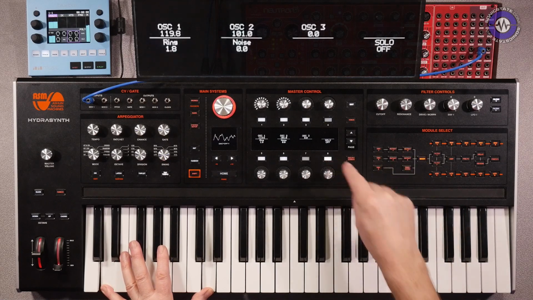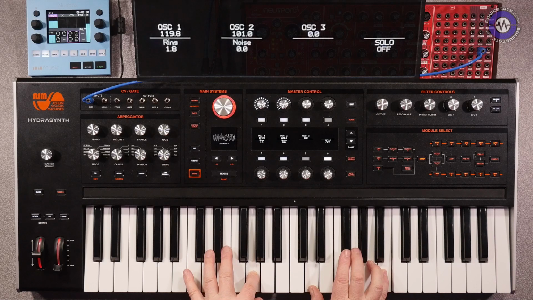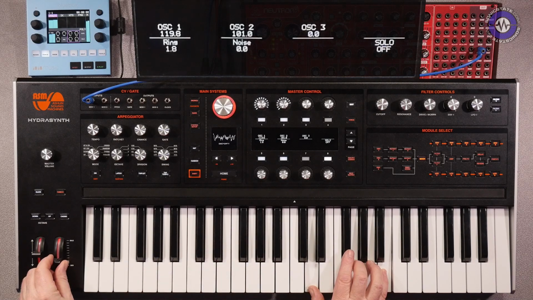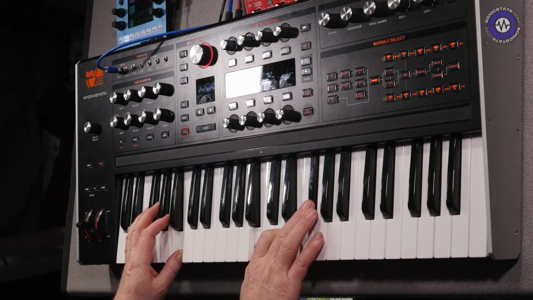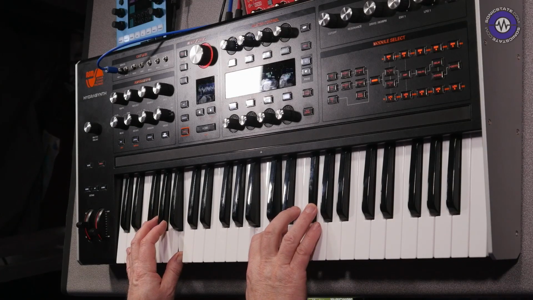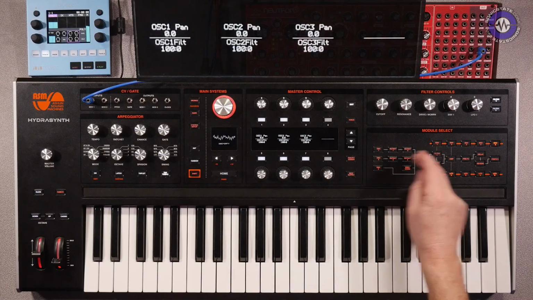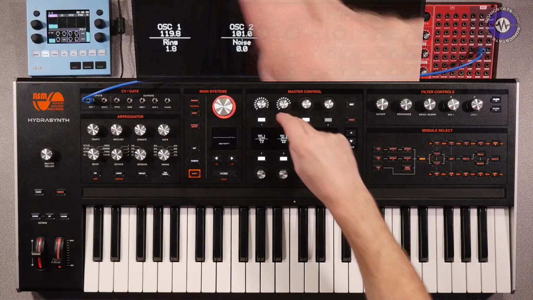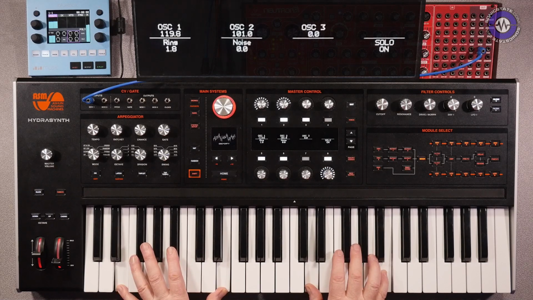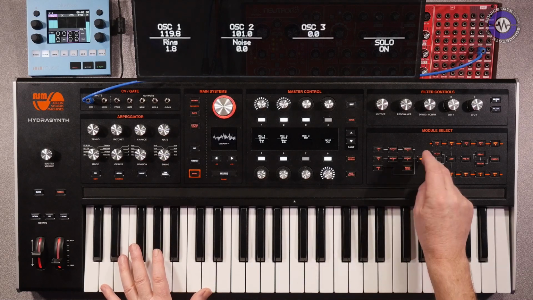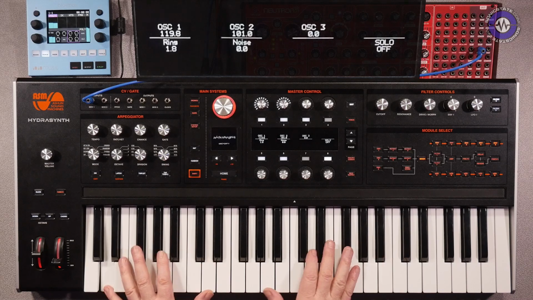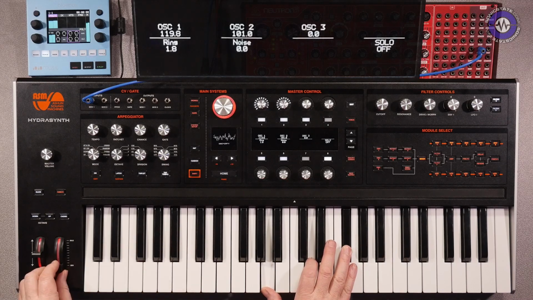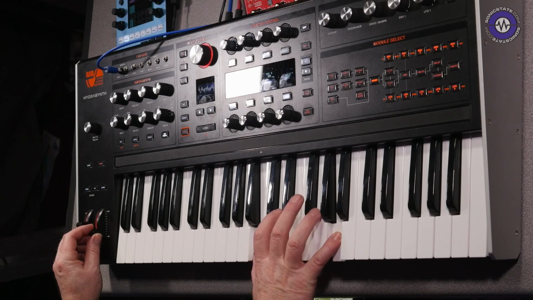So if I now come out of solo mode, and then oscillator 2 is going to oscillator 2. Solo mode is more of a wave scan. But combined with the FM oscillator, it just adds a real nice extra sort of unusual texture.